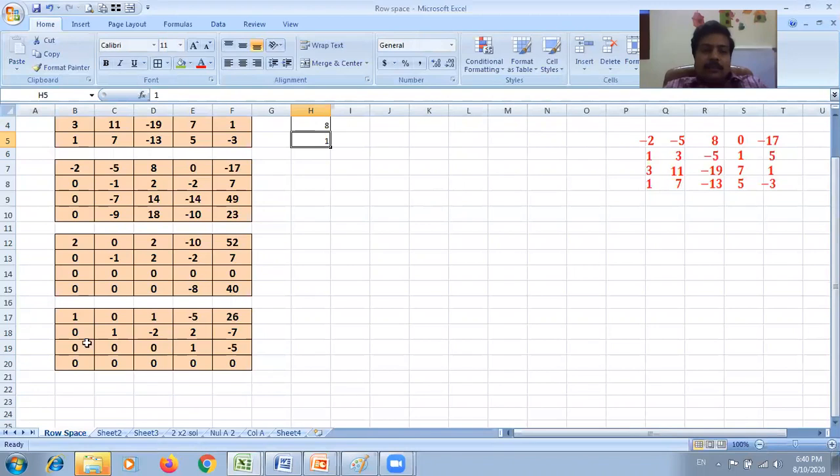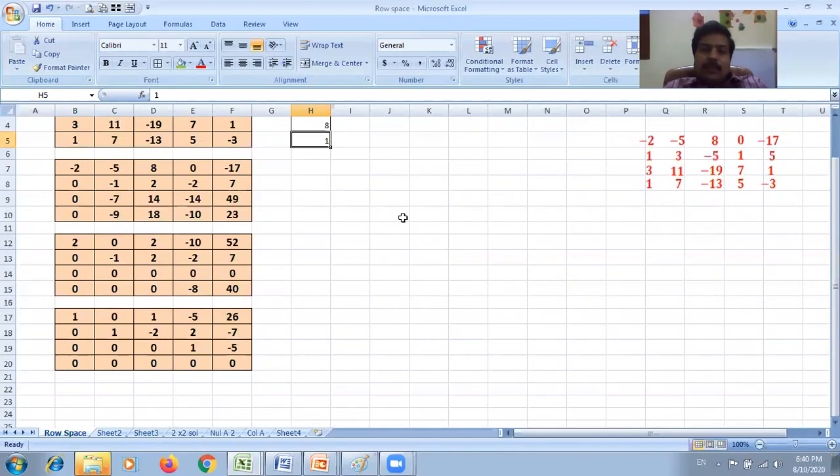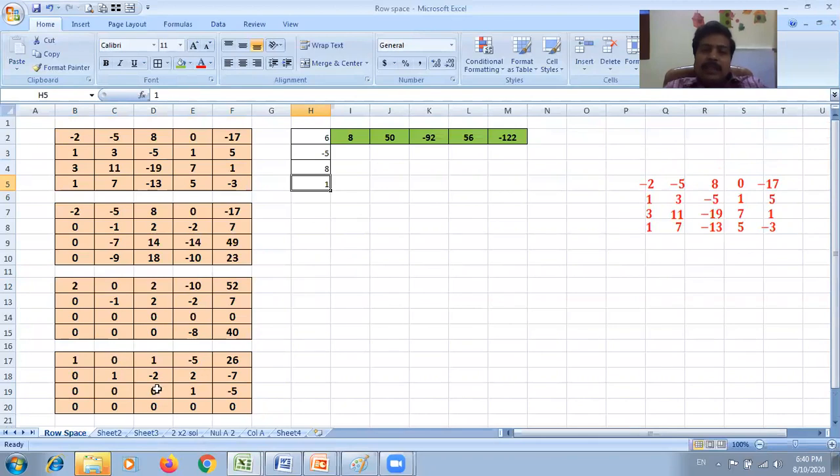Here, this is the echelon form. Even I can take these vectors also. So the multiples of these three vectors, since the fourth one is all zeros, can also form the row space here. So the vector which I got by using these multiples can also be found by using these three vectors. So these three row vectors can also span the entire row space.